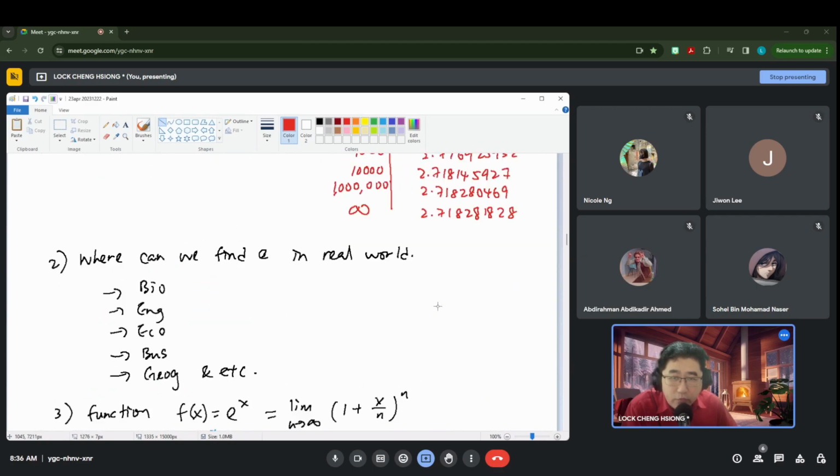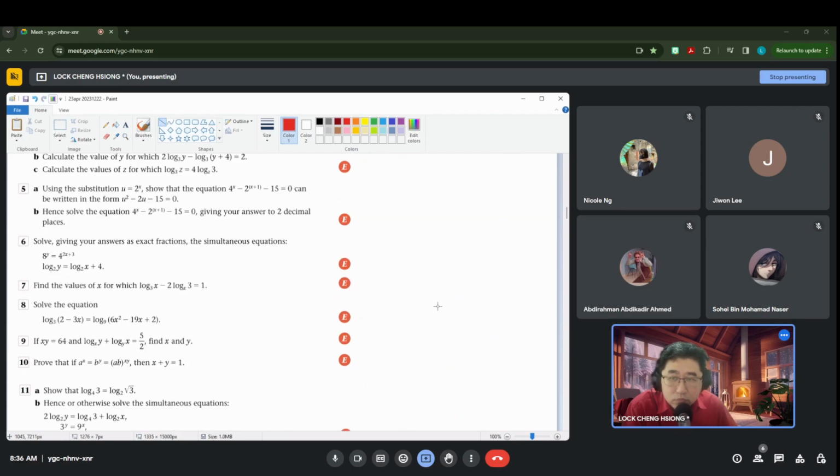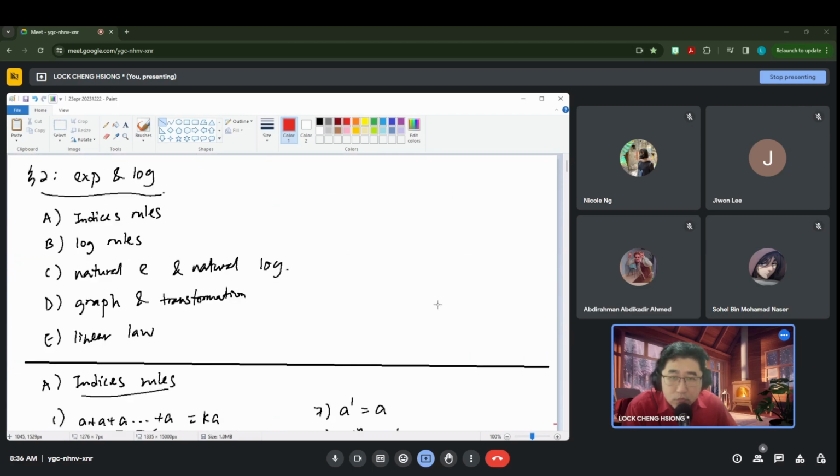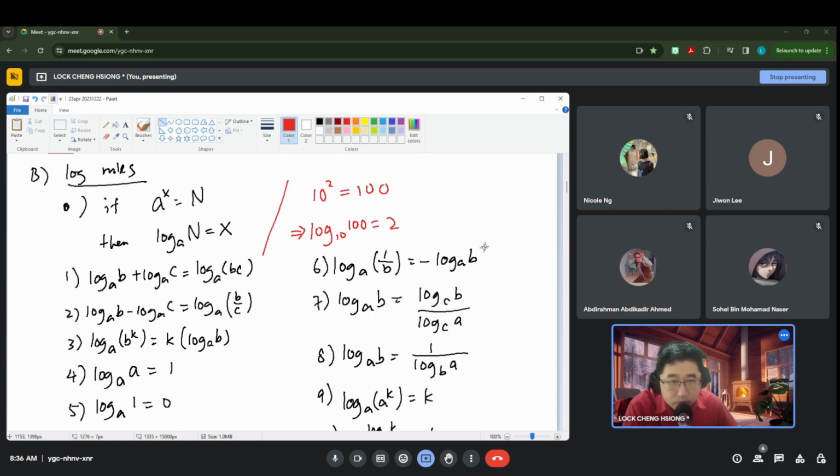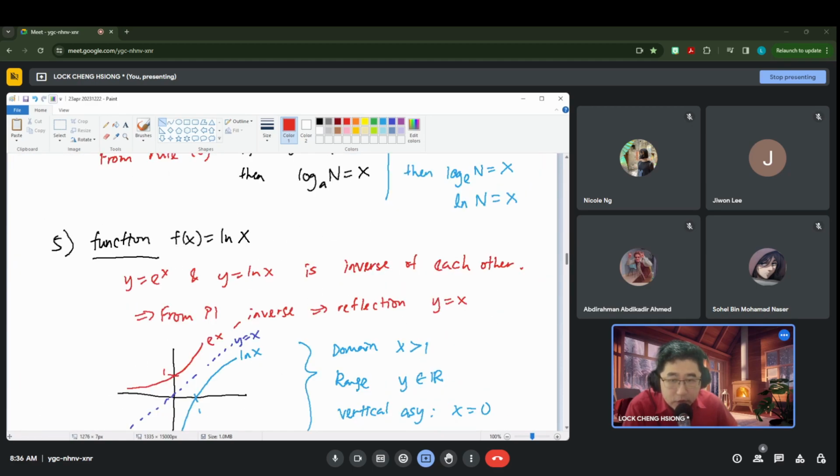Then after that, the last part of the topic is linear law. So what exactly is linear law?